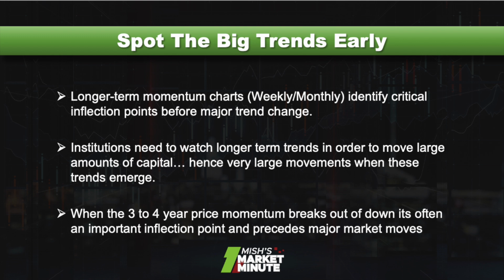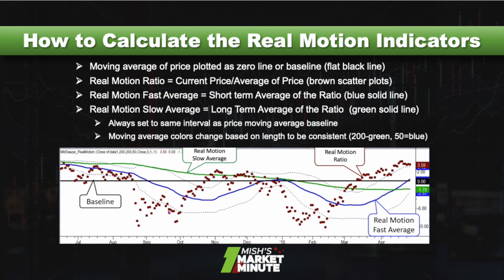But the longer term momentum charts, that's the one that we like to look at in terms of the weekly and the monthly, to identify critical inflection points. The institutions like to watch for these longer term trends in order to move large amounts of capital. So very large movements when these trends wind up emerging, you will see that. When the 3 to 4 year price momentum breaks out or down, that's also often an important inflection point and precedes major market moves. We're not necessarily, when we do these weekly videos, looking at 3 to 4 year price momentum breakouts. We're looking at it though, as you have seen week after week, as a 50-day moving average and a 200-day moving average. So let's take a look at the actual construction of the workspace.